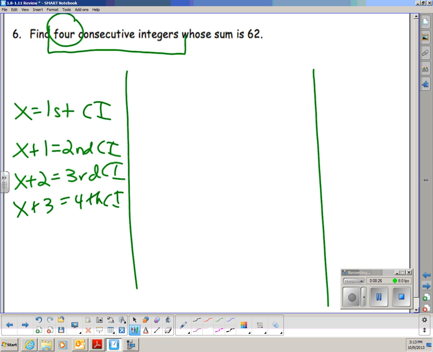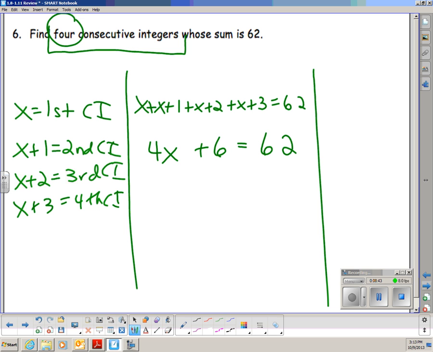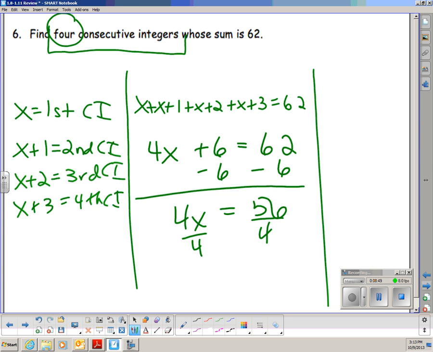Each time I'm going up by 1, and the sum of these things has to be 62. So x plus 1 plus x plus 2 plus x plus 3 equals 62. X plus x plus x plus x is 4x. 1 plus 2 plus 3 is 6 equals 62. Minus 6 on both sides. 4x equals 56. Divide by 4. X is 14. They want me to find all 4 consecutive integers.